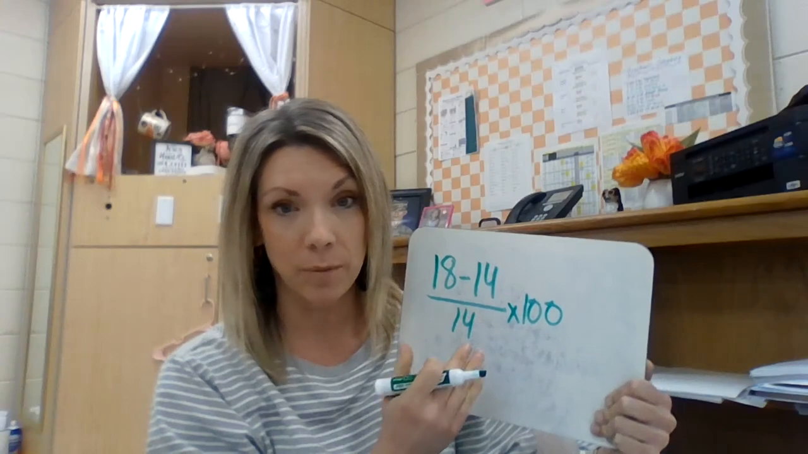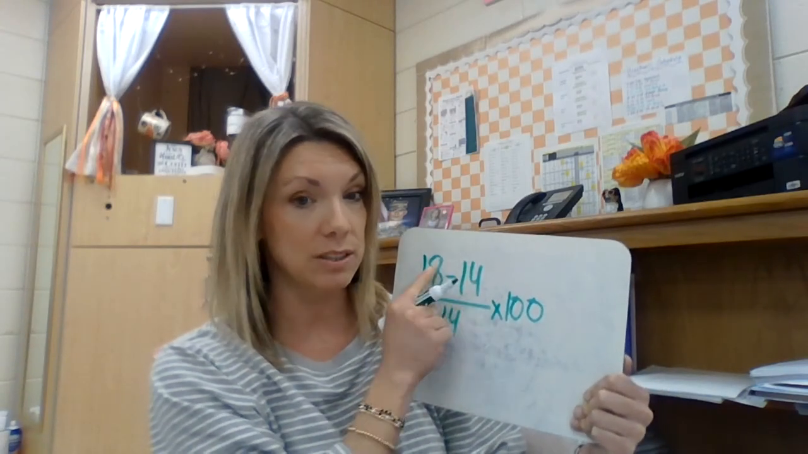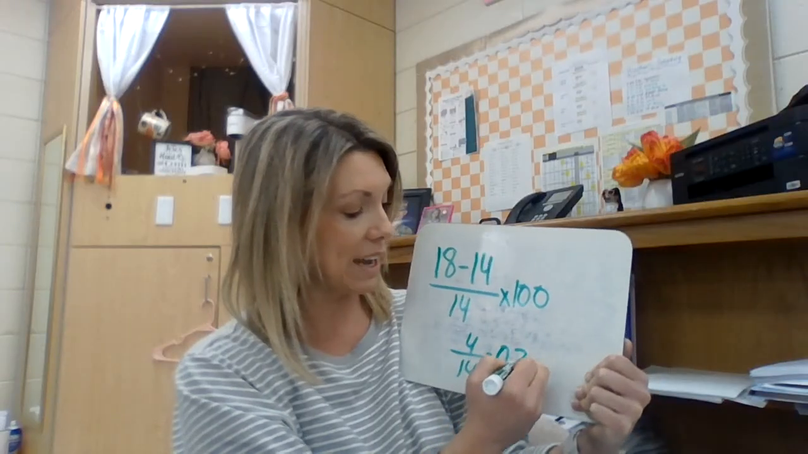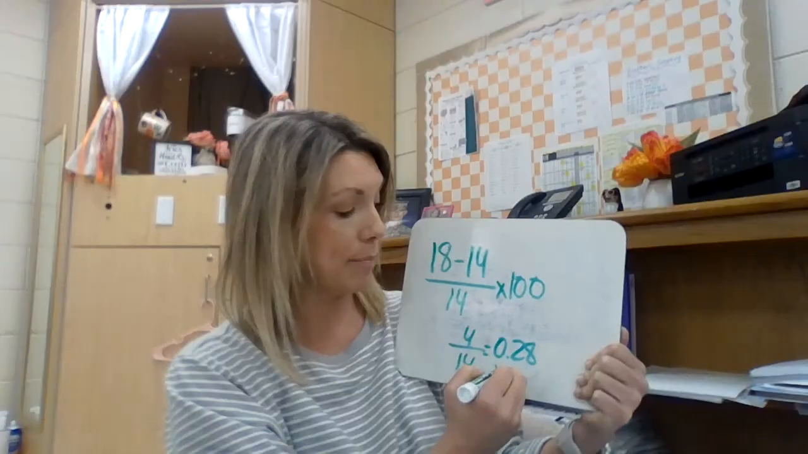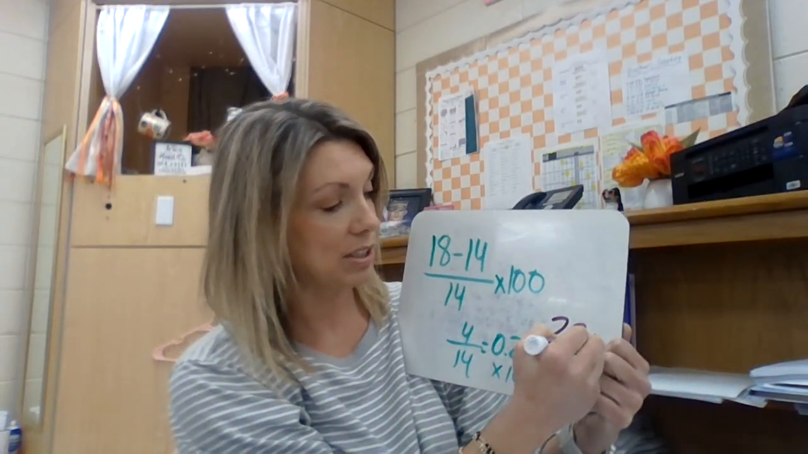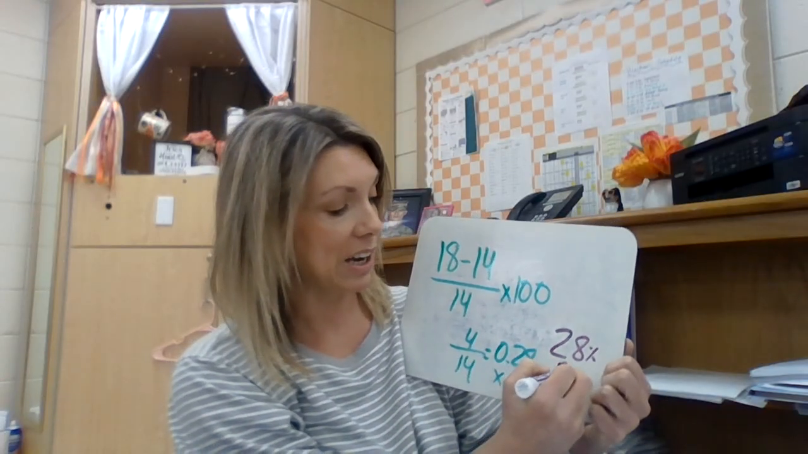And then we will times that by 100. This will give us the percent error. This is the contractor's best guess estimate. This is what they actually used. Take that away. We've got 4 divided by 14. In your calculator, 4 divided by 14 gives us 0.28. Then we will times that by 100, and the percent error here was 28%. 28% was the percent error.